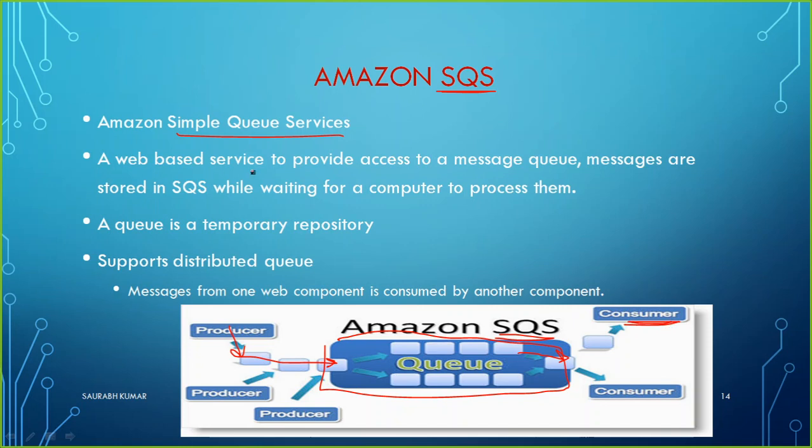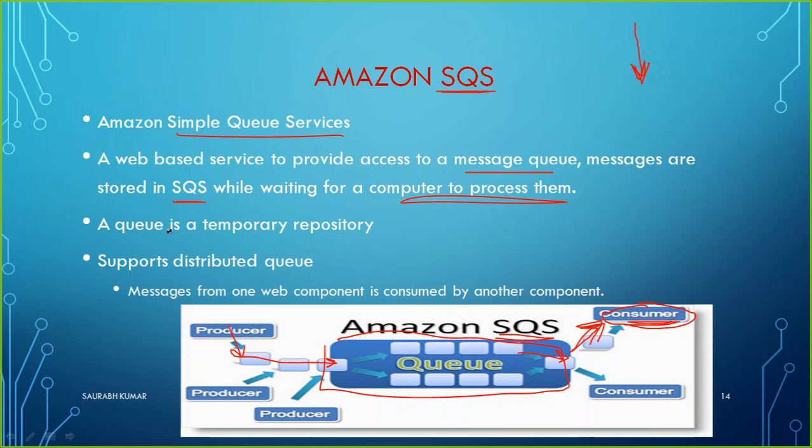Next point is, it is a web-based service to provide access to a message queue, and messages are stored in the SQS while waiting for a computer to process them. This consumer, or the computer or a service that needs to get that notification, withdraws it, then this notification goes to them. So actually SQS works on the fundamental of pull, whereas SNS was working on the fundamental of push. So this one works on the fundamental of pull. The resource consumers will be pulling that notification and then they will be getting it.